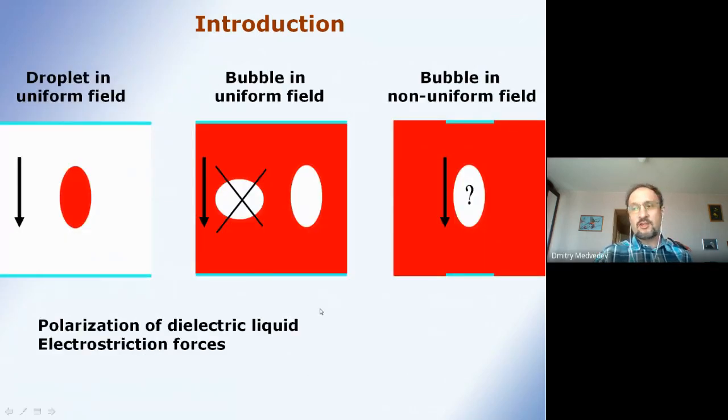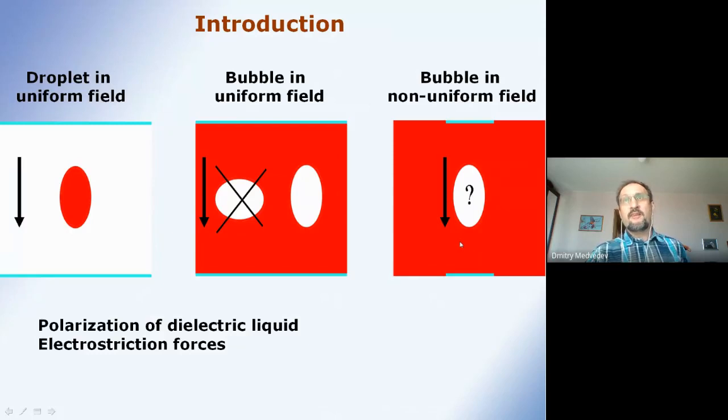So just a short sketch of how droplets and bubbles behave in electric field. Probably everybody knows that in uniform electric field directed vertically in this sketch, the droplet elongates along the field. It is less clear for the case of a bubble in liquid under the action of electric field. I saw many simulations where the bubble elongates perpendicular to the field, but it is not correct since in this case, people do not take into account electrostriction. So the correct behavior is also the elongation along the field.